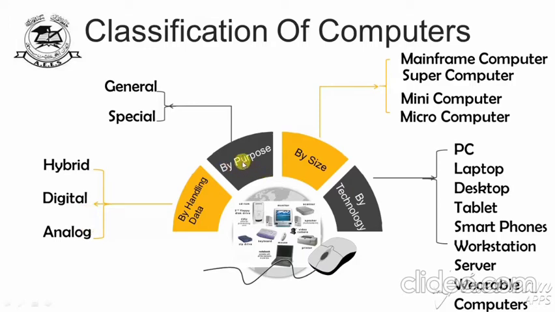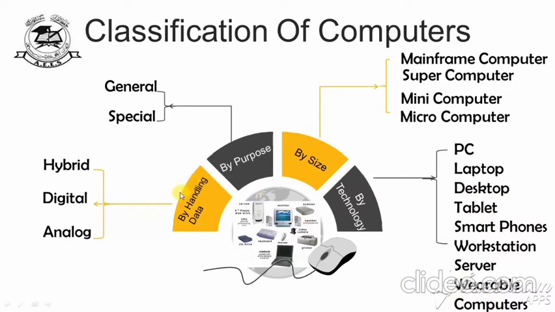By purpose, we can distribute computer into general purpose and special purpose computers. By size, we can classify computer into mainframe computers, supercomputers, mini computers, and microcomputers. By technology, we can classify into further many branches. They are PC, laptop, desktop, tablet, smartphone, workstation, server, and wearable computers.